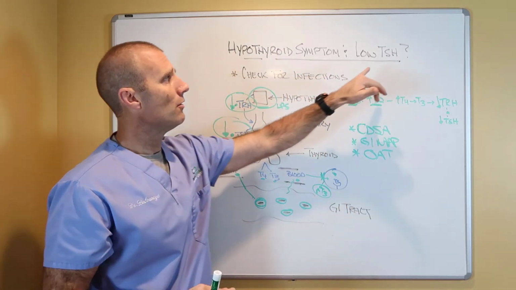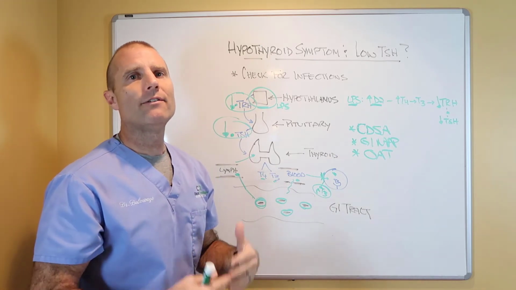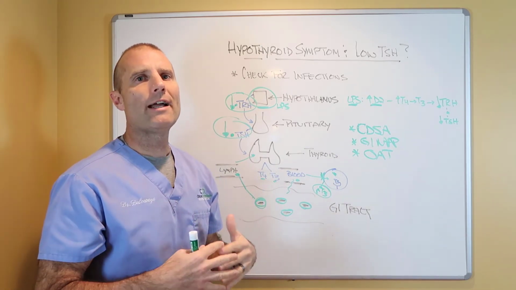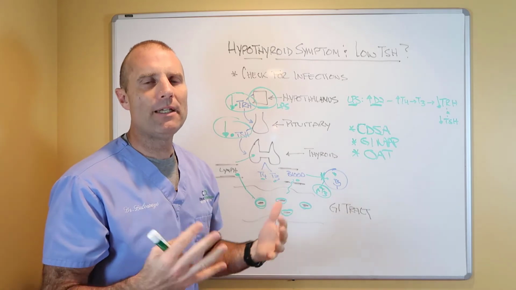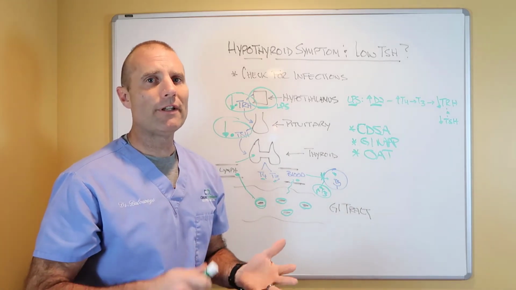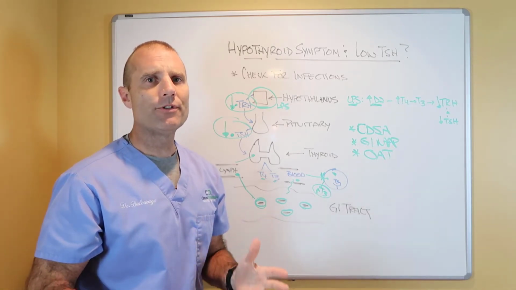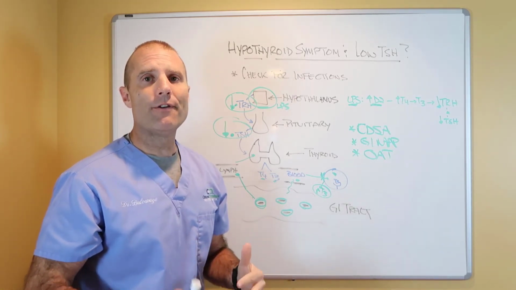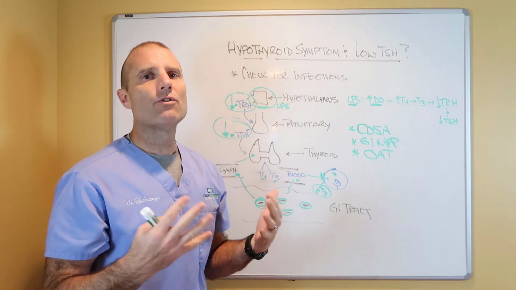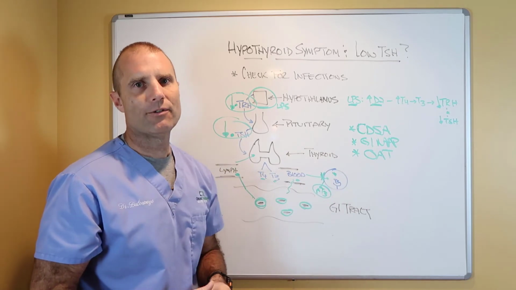All right, so hopefully this video helped. Hypothyroid symptoms, low TSH, you're not crazy, you're not nuts, you're not eating too much or not exercising enough. It may be chronic infections. And a real clue is if you eat food and get gas and bloating, reflux, pressure, if you have slow bowel motility, if you have diarrhea, if you have irritable bowel syndrome, these are all reasons to really look at a CDSA, GI MAP, and an OAT test, okay?